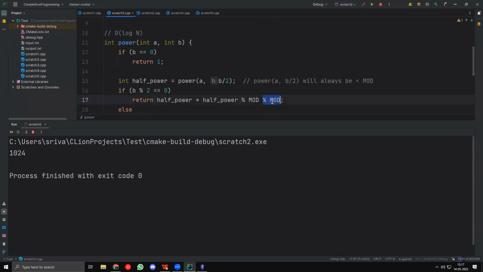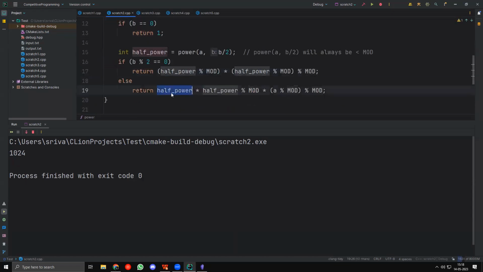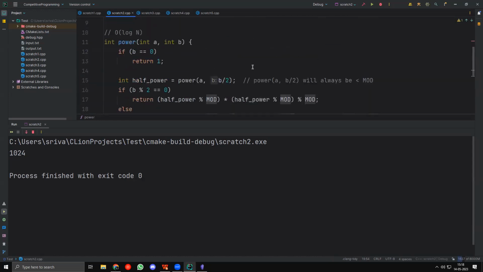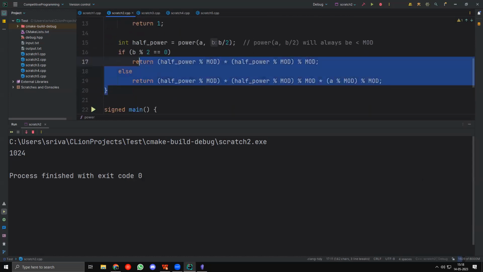For example, Akash was asking, can we also take half power modulo mod into half power modulo mod? This is fine. If you do this, it's okay, right? It's not necessary, and it will be a tiny bit slower, but it will make no difference. So if you want, you can do this. If you are very paranoid, you can do this. It won't affect your code much, but don't do it unnecessarily.